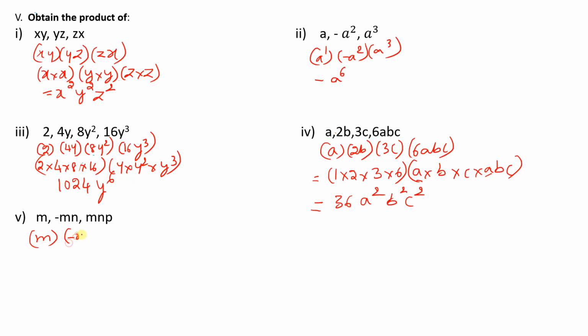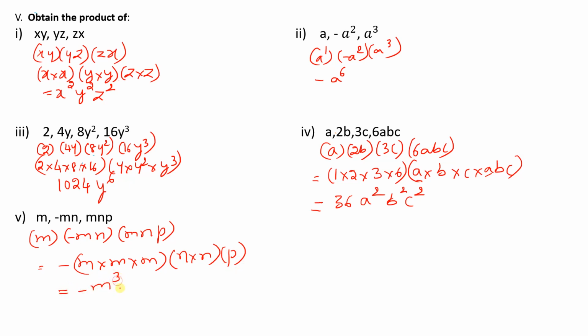m into minus mn into mnp. The product would be minus only. So m into m is m square. So let me write m into m into m into n into n into p. Therefore, the product is minus m cube n square p.